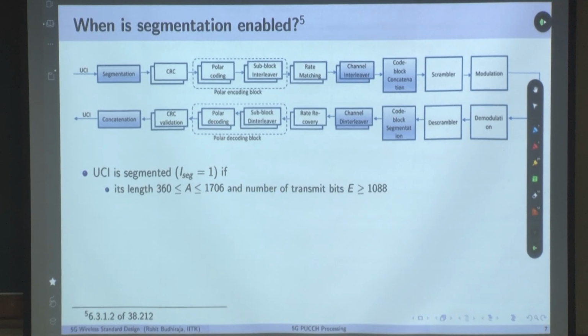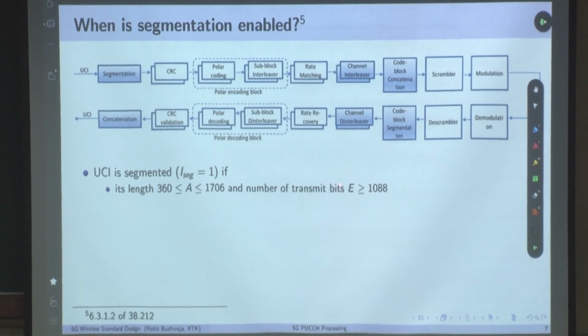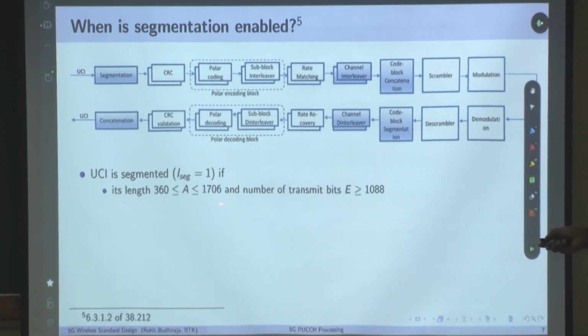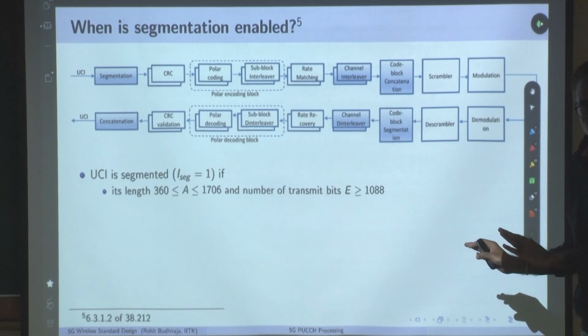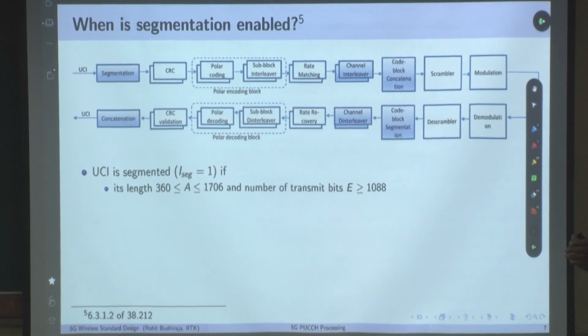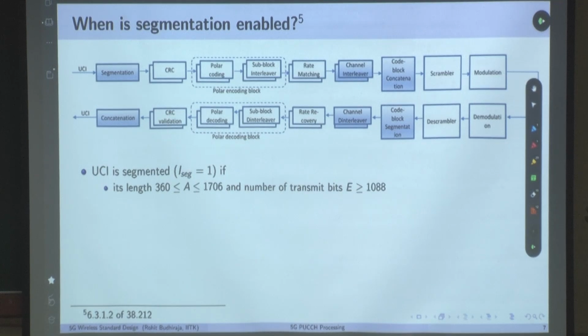If the UCI length is between 360 and 1706, and the number of bits allowed to transmit is greater than 1088. Don't get carried away by these numbers. They arrived after extensive simulations, and it gives the best performance. I don't have any more insights for these numbers particularly. They are defined in the standard.